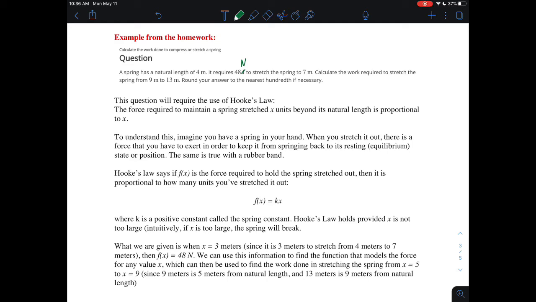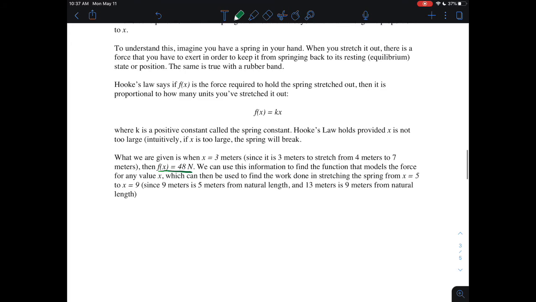So what we're given in this problem is that when x is equal to 3 meters, since 7 meters is 3 meters from its at-rest position of 4 meters long, then the force required is 48 newtons. So if you're just holding it 3 meters past its equilibrium state, that takes a force of 48 newtons. We can use that information to find the function that models the force for any value x. So let me write that down first.